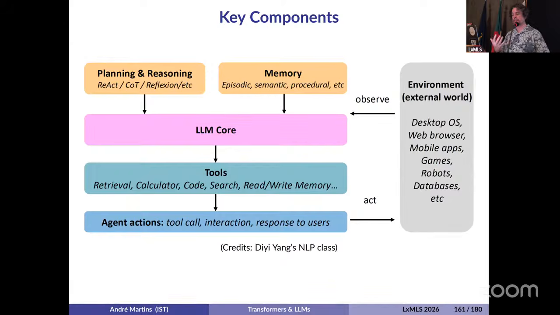And so you can think of a bunch of different actions that involve tool calls, interaction, responding to users, when we should ask questions to users, when we should assume something from users without asking, and so on. And then these things can interact either with the physical world, if you are working with robots, for example, or with something like an operating system, a web browser, a mobile app, and so on and so forth.